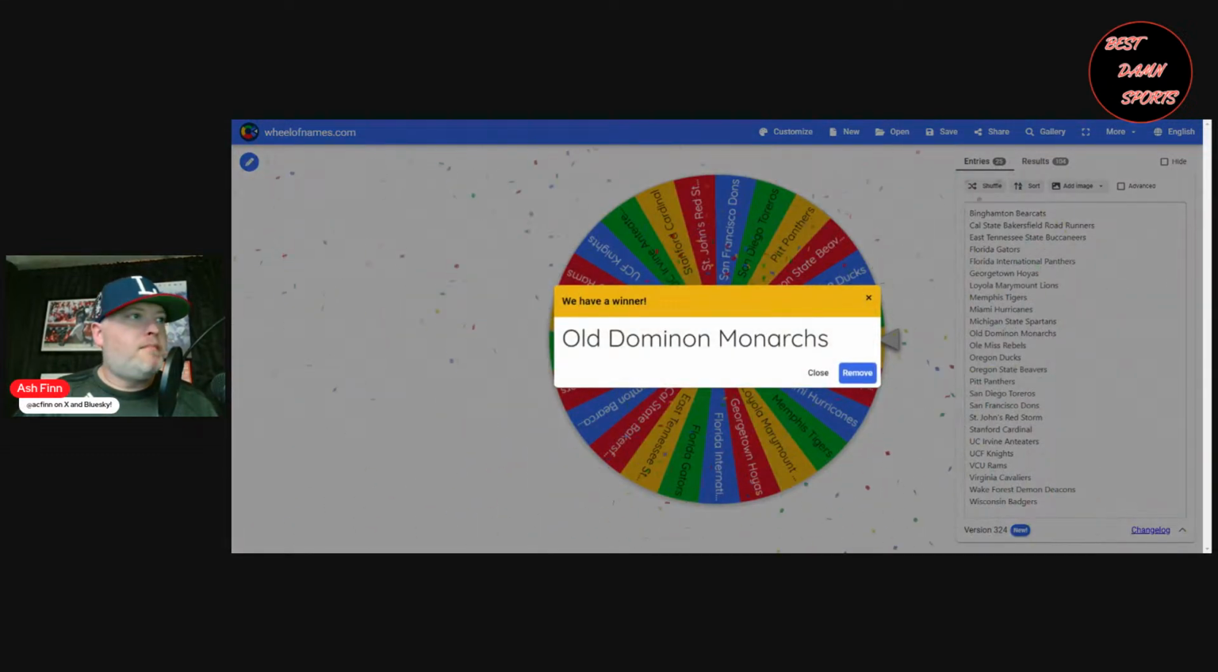Old Dominion, the Monarchs, are in the, what league are they in? Tell me they're not. No, they're not in the ACC. They're not in the American, it doesn't look like either. What league are they in? Big East? There we go. The Old Dominion Monarchs in the Big East Conference will be drafting in the number 4 position.